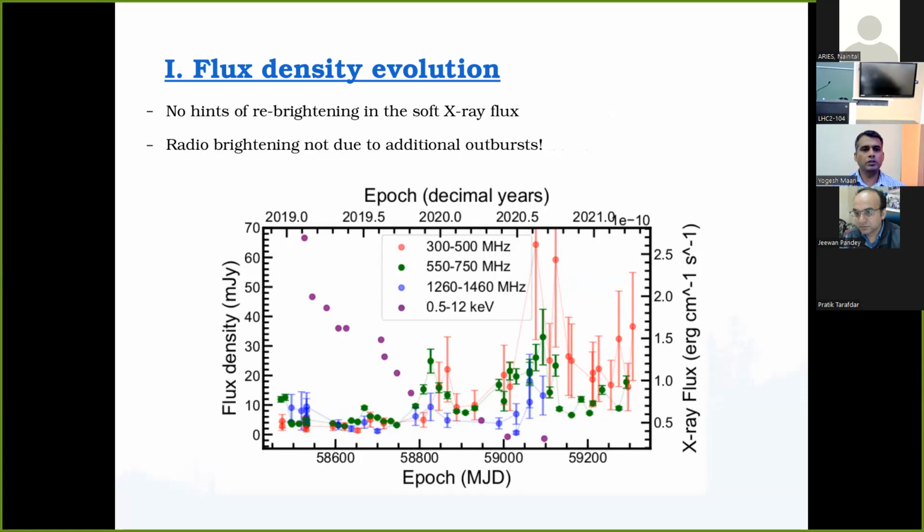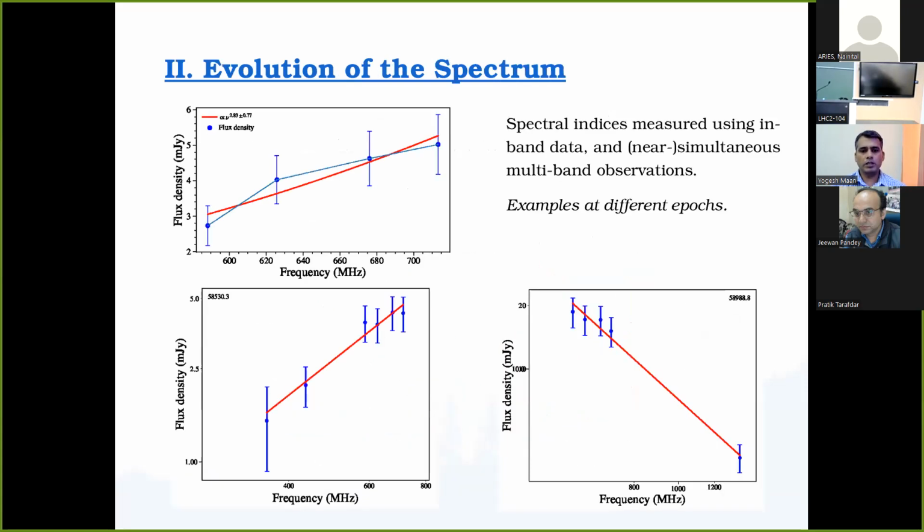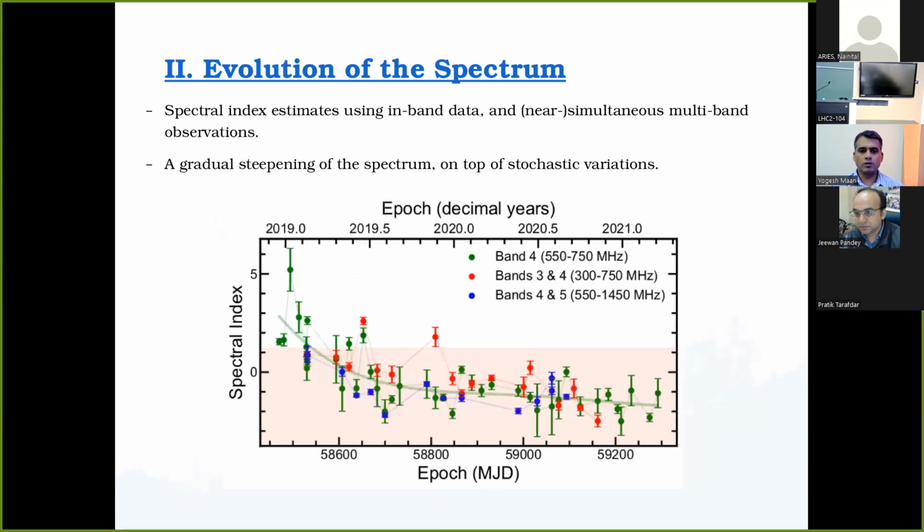If you look at the spectrum of the source from one epoch to another, you see that there are again wide variations, to an extent that sometimes it's inverted and sometimes it's quite steep. As a function of epoch, you see that the source started closer to the outburst in a spectral state which was kind of inverted, with positive spectral indices. But as we go farther and farther away from the outburst, the spectrum has become steeper.